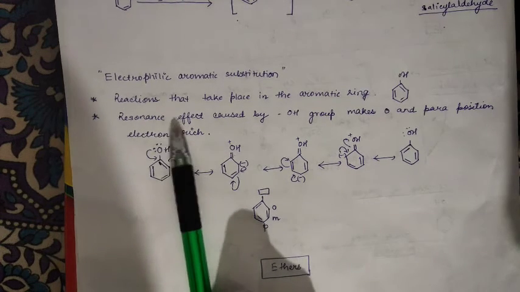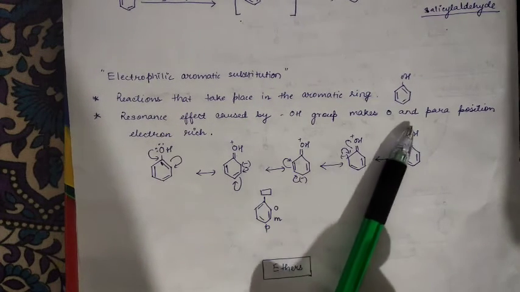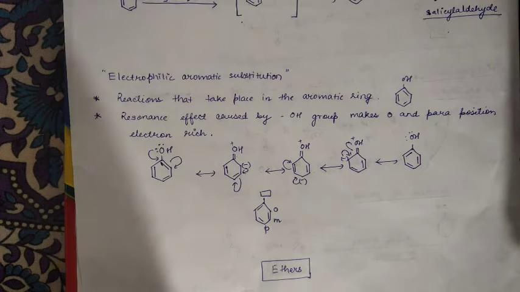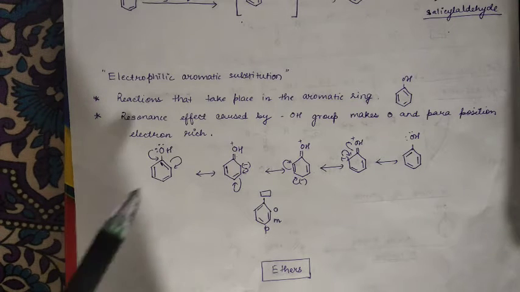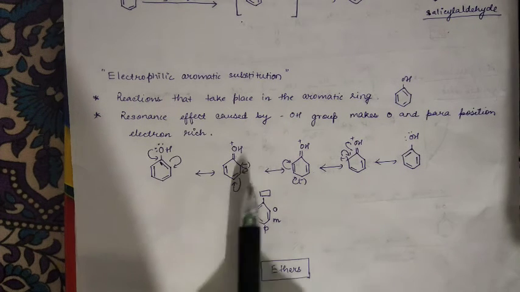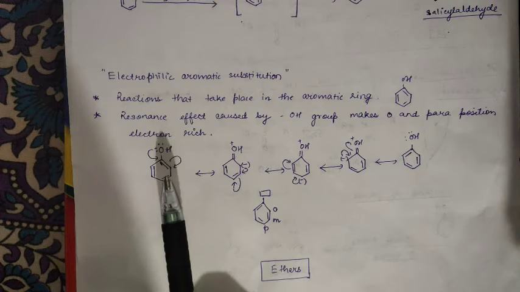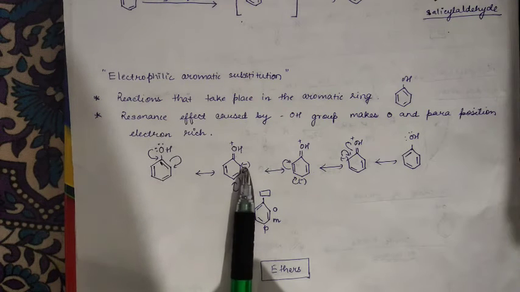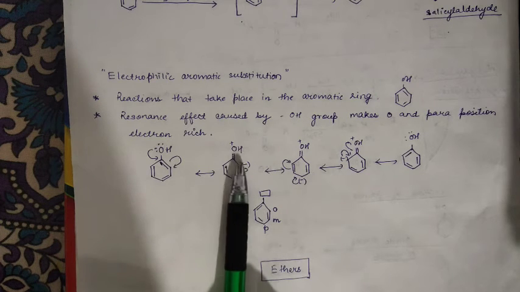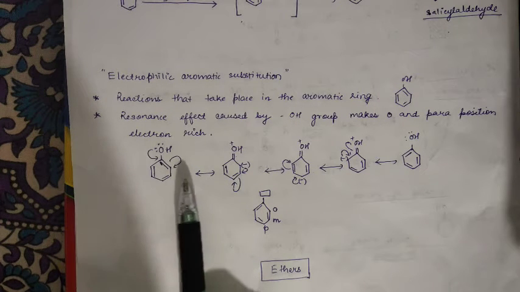Next, the resonance effect caused by the OH group makes the ortho and para positions electron rich. So here one question may arise: why does the nitration occur at the ortho and para positions? Why do electrophiles attack the ortho and the para positions? The answer is you have to draw the resonance structure. Okay, if you draw the resonance structure, you can observe where the negative signs are, where the electrons are accumulating. First at this position, second at this position, third at this position. So this position is known as the ortho position.